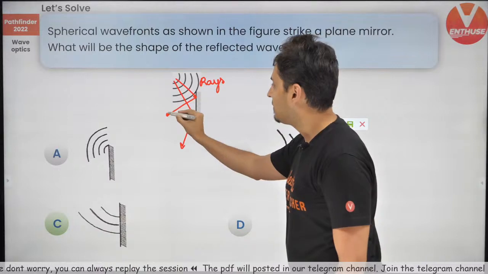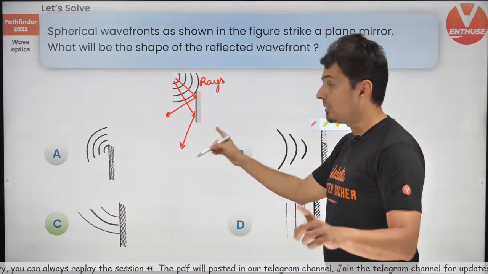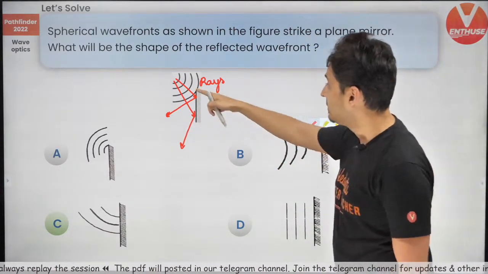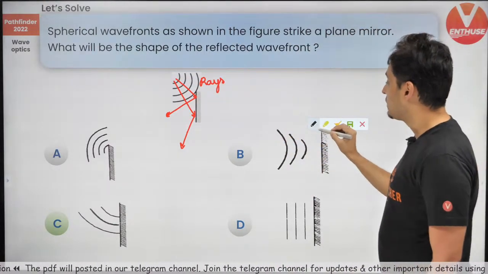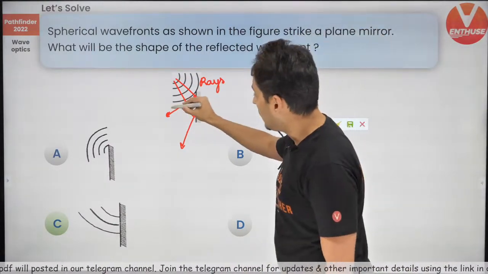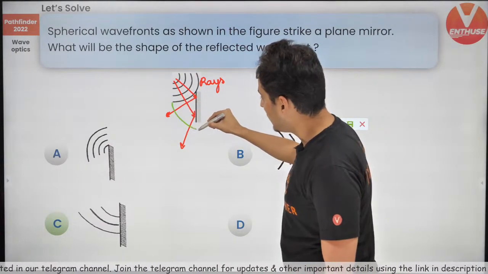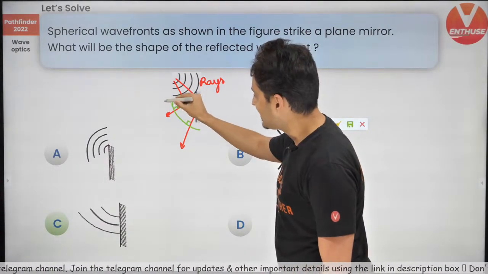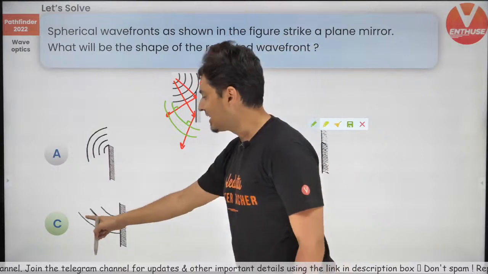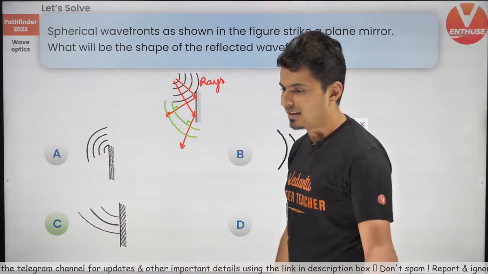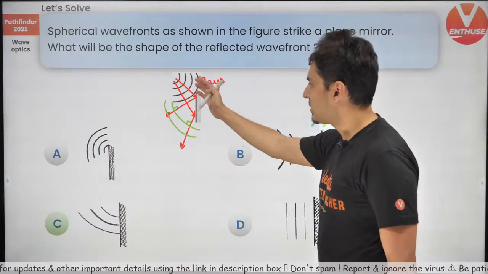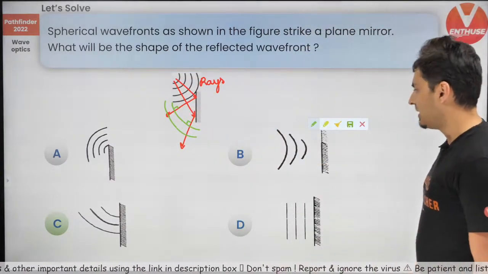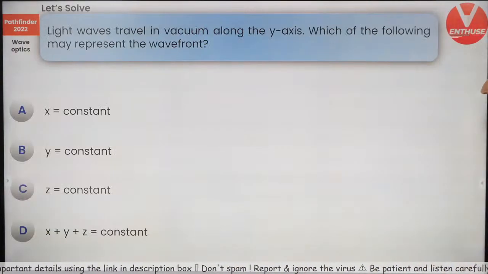Now if these reflect like this, remember the reflection angle is slightly different for each ray because the incident angle is different for each ray. So if you draw a perpendicular to all the rays, you will see this is your new wavefront. So I think the answer should be C. Correct Ramya, correct Karthikeyan. That's it. So the answer is C. Just draw the rays, you can clearly see it will be a curved line like this. None of the others will be correct.